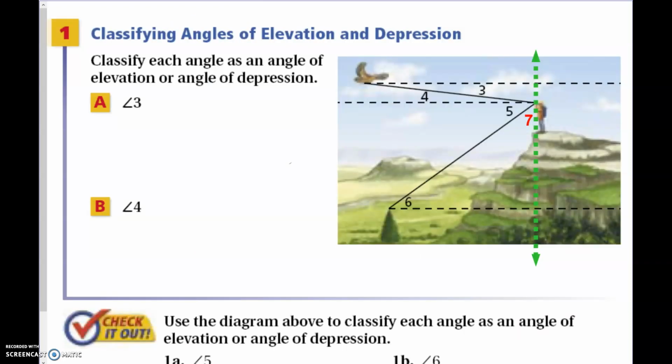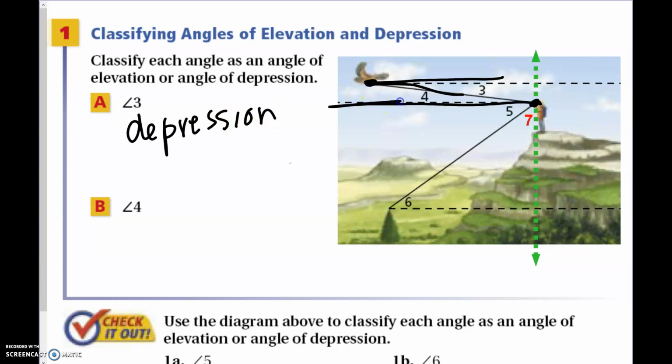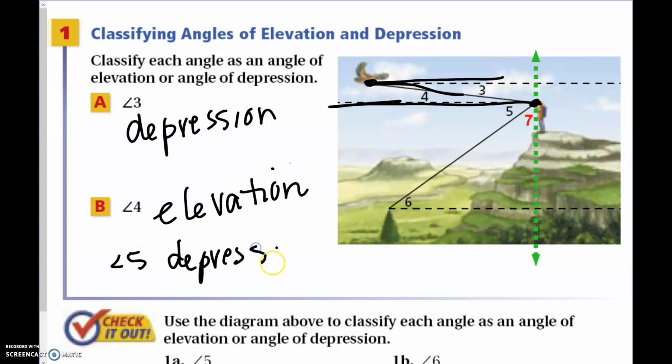All right, take a moment here, pause it, and then you practice. What kind of angles are 3, 4, 5, and 6? If we go straight and then down, 3 is going to be depression. Now if you look at the hiker here, his horizontal is right here, and now he's going to look up. So 4 is elevation. And angle 5 is going to be depression.